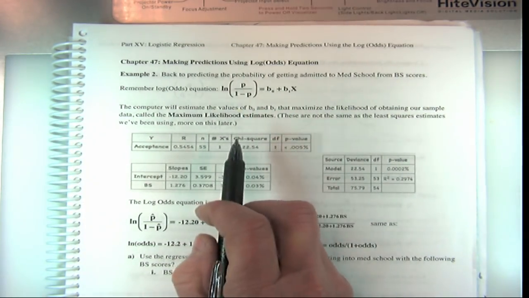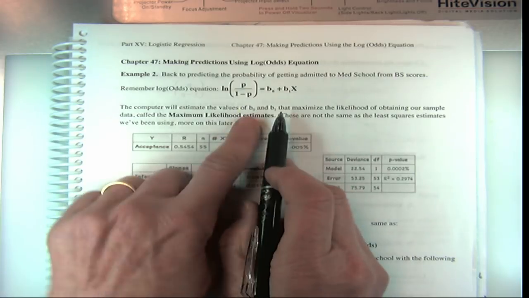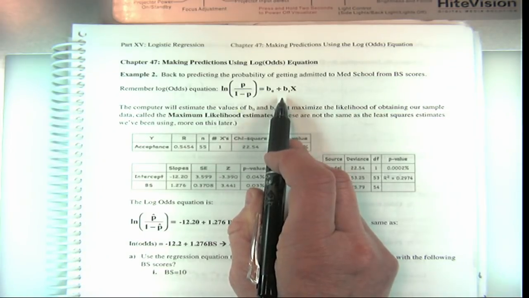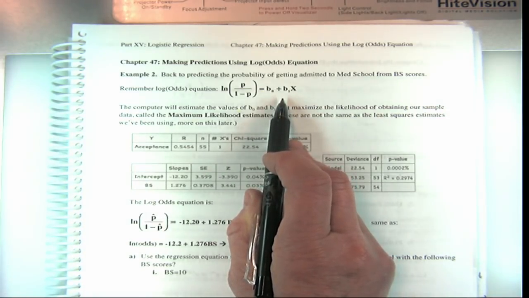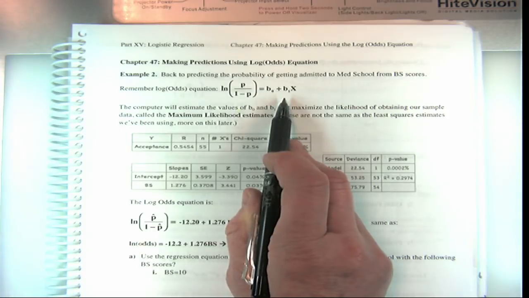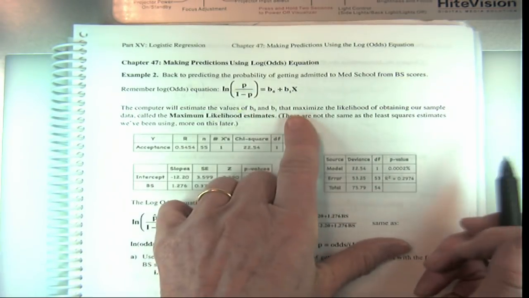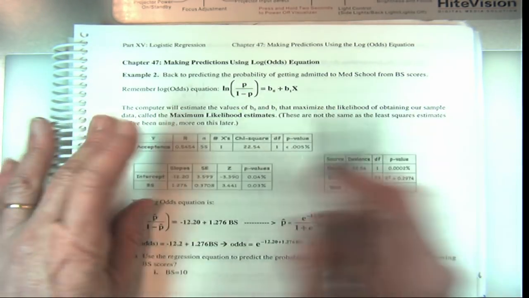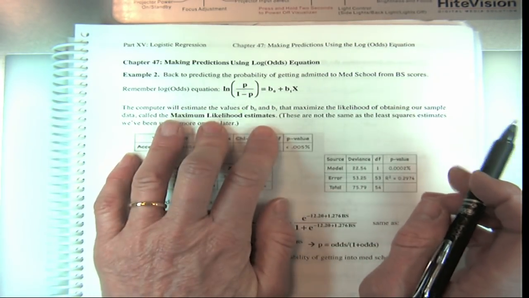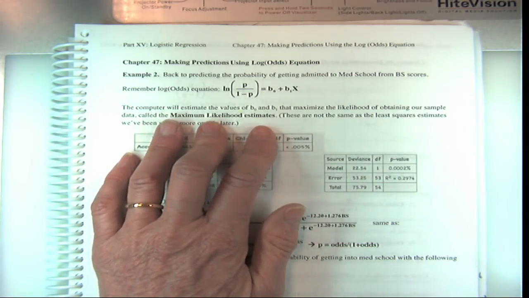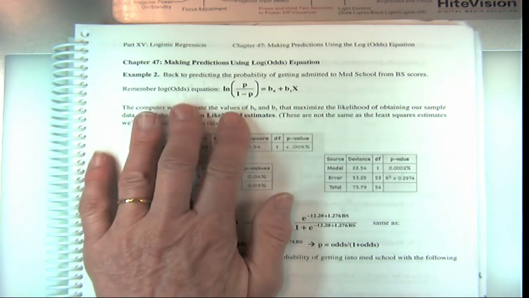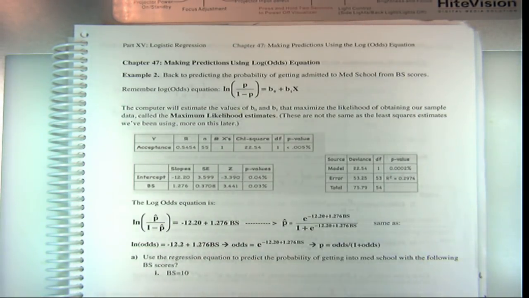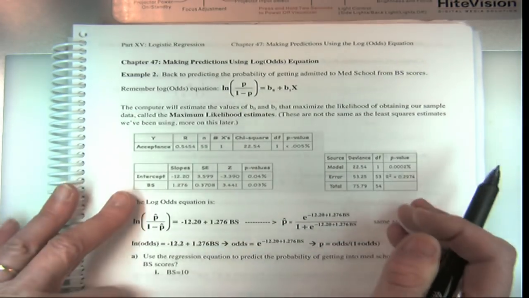So now the computer is going to give us these values. Instead of doing a least squares fit where you minimize the sum of the squared errors around your model, what it does is it maximizes the likelihood of obtaining what we got, our sample data. That's called maximum likelihood estimates. And for ordinary least squares, they're the same. But they're not the same when we have a 0, 1 y variable. Okay?